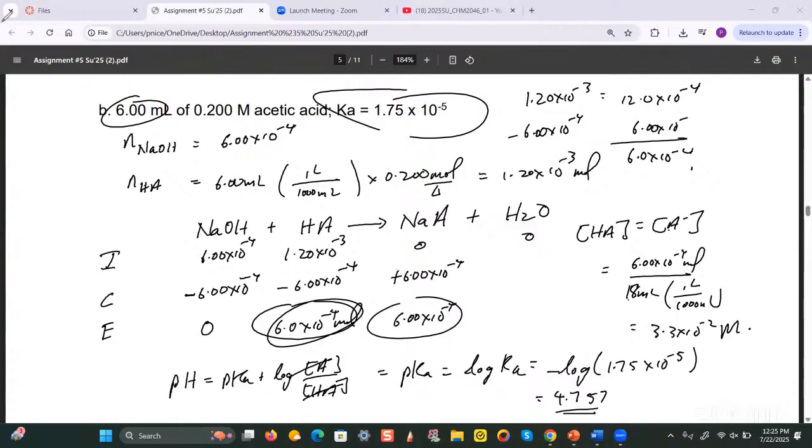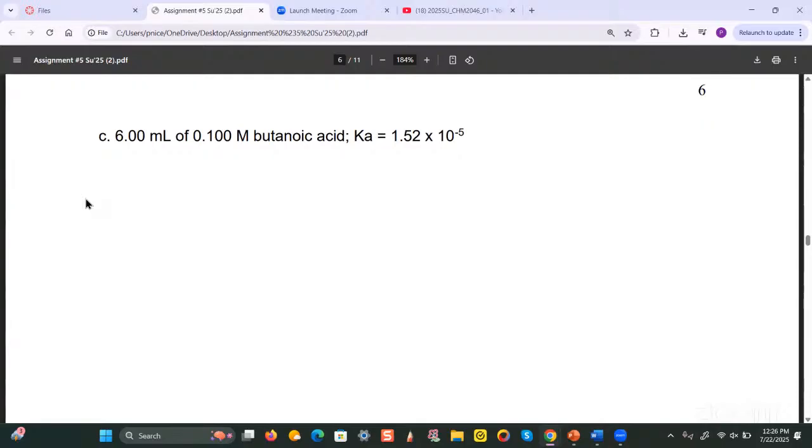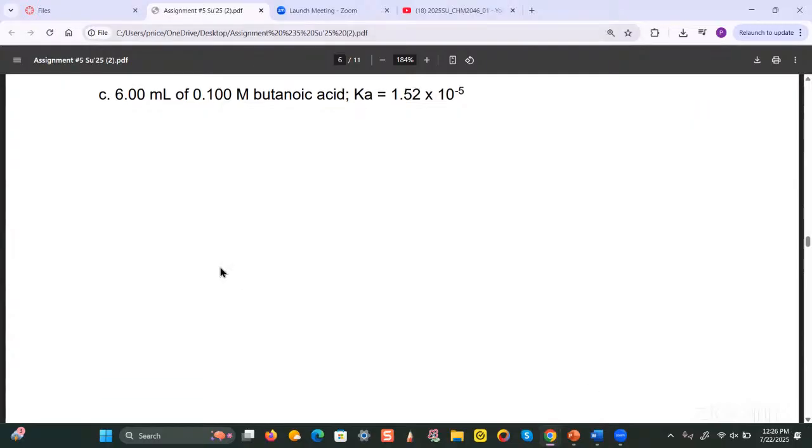All right, so let me clear this and move down to the C part. Now in the case of C, they gave you 6 mils of butanoic acid. So, scroll down some more. Okay, so again, the number of moles of the base is the same as before, 6.0 times 10 to the minus 4 moles. But now we need to calculate the number of moles of butanoic acid. I'm just going to use HB to represent butanoic acid.